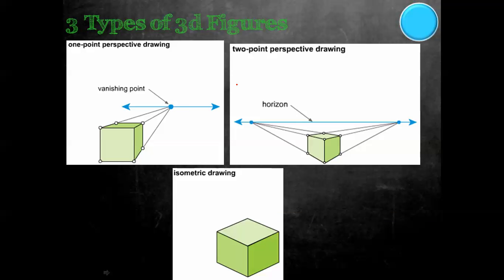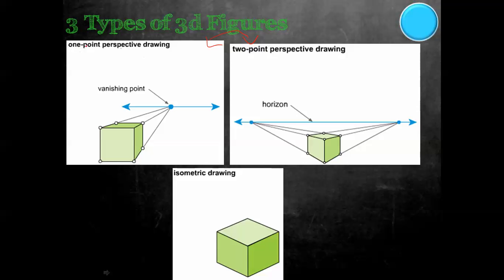We have three types of 3D figures that we're going to look at. The first type is called a one-point perspective. The second is called a two-point perspective. These two are similar in that they're both perspective drawings, and then the other one that we have is an isometric drawing. So we have perspective drawings, 1 point and 2 point, and then we have the isometric.